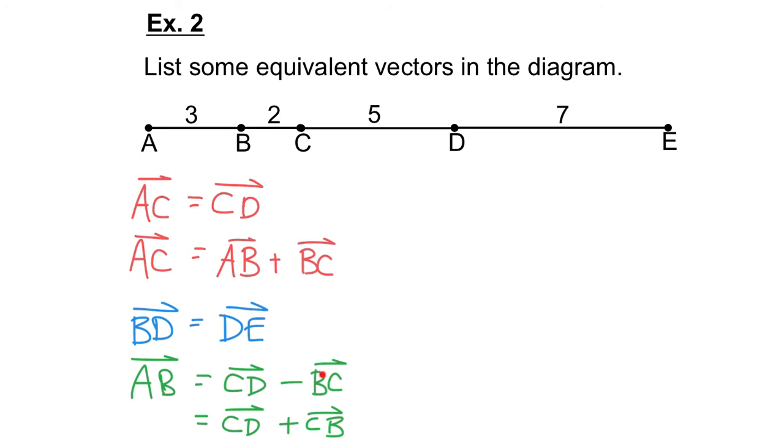So BC and CB, those are vectors that are equal in magnitude, just opposite in direction. And so that's why the sign is different in front of those. So just keep that in mind.